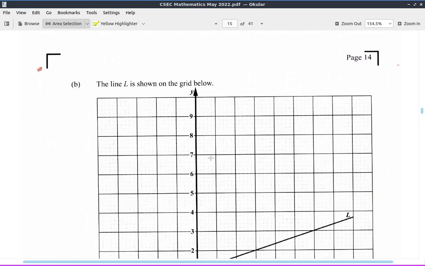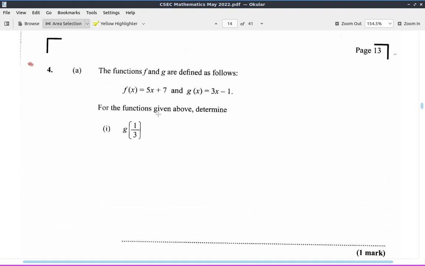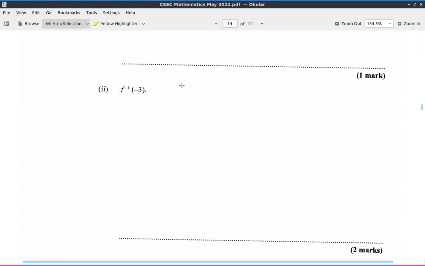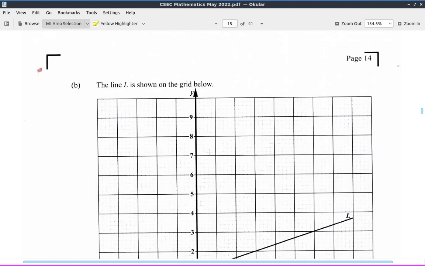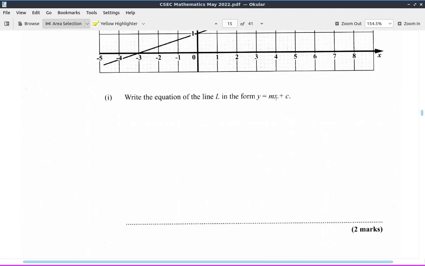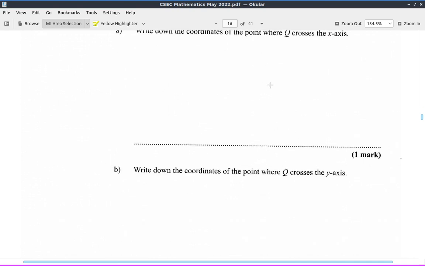What does question 4 say? Question 4. Functions and relations. You have 2 functions here. G of 1/3 F inverse. You're going to have to do inverse functions too. F inverse of -3. You have line. So this is functions and graph. You have a line here. Y equal mx plus c, linear graph. And then write down the coordinates of the point, or Q. Alright, different line Q.